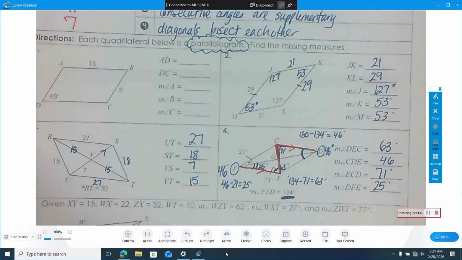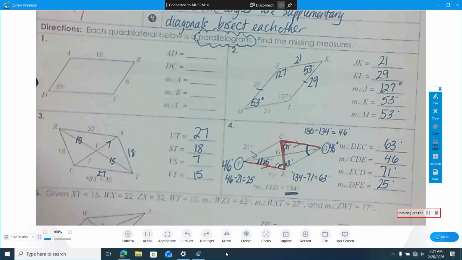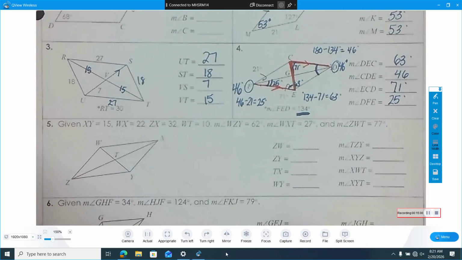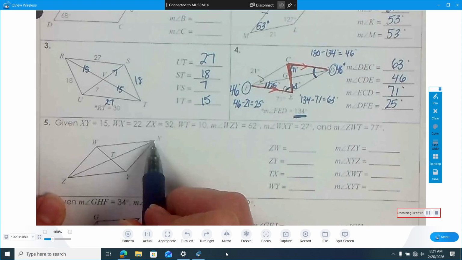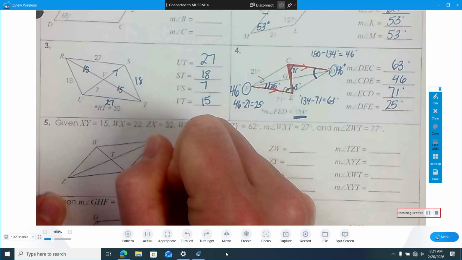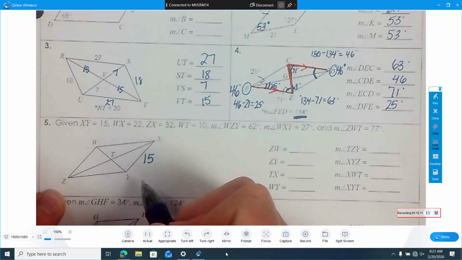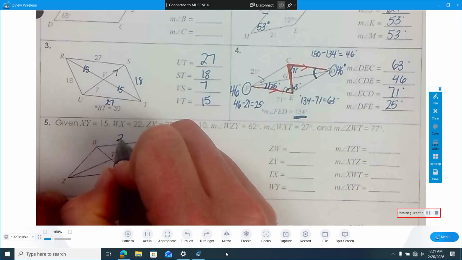All right. Lots of information here. Let's do number 5, because it's got angles and side lengths here. So let's look at number 5. XY is 15. Again, label your pictures, ladies and gentlemen. I think it's just the best way to do things. XY is 15. WX is 22.